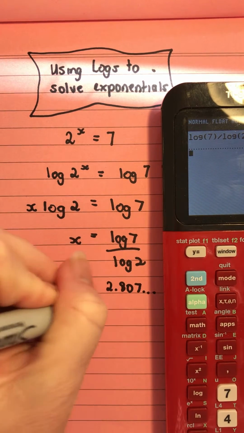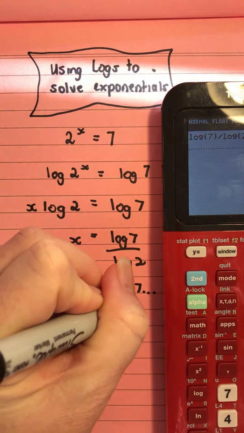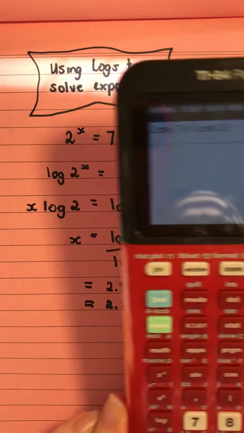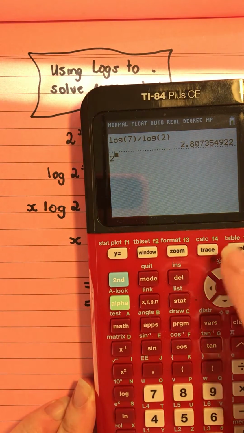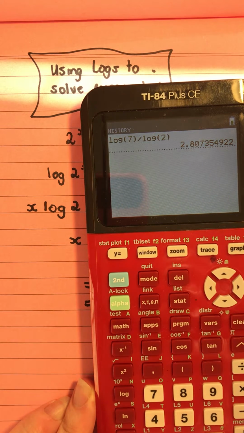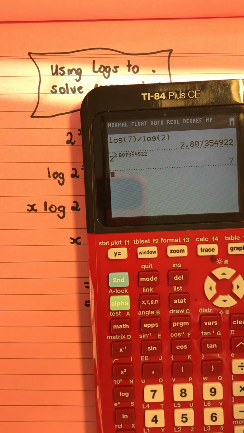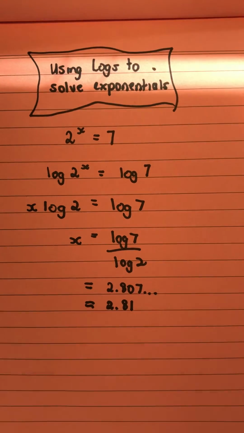So we'll round that to 2.81. And then we can do a quick check on our calculator that 2 to the power of, and I can use that whole decimal by doing that, bringing that number down, and we can see that is equal to 7. So that is that question finished off.